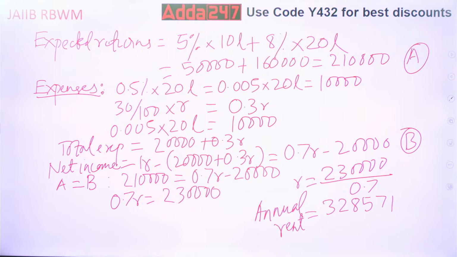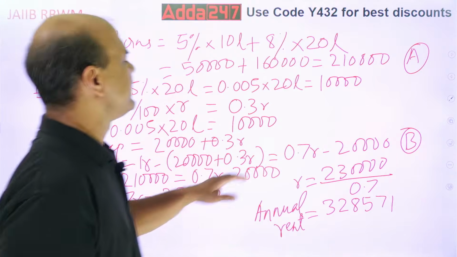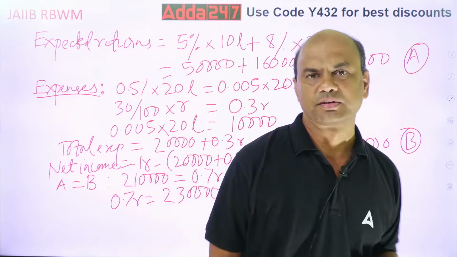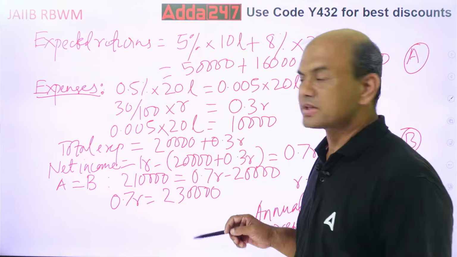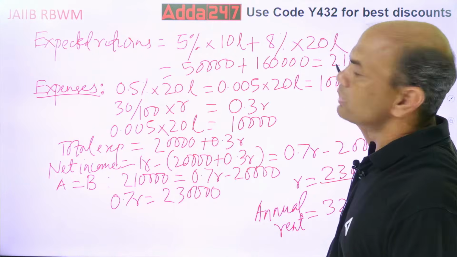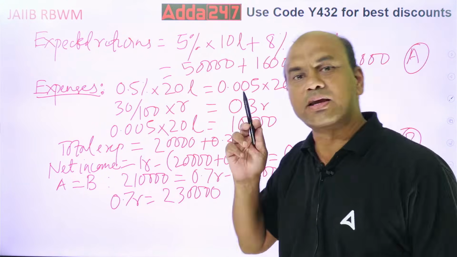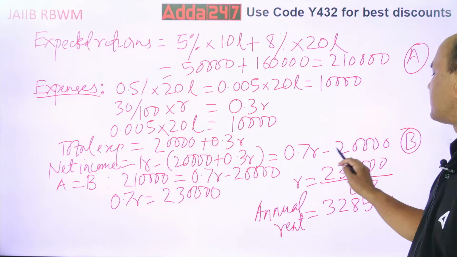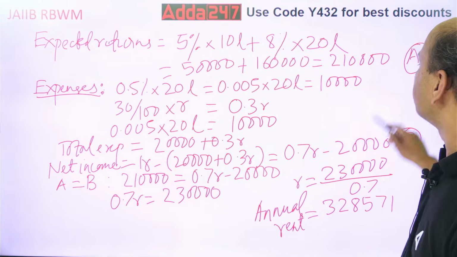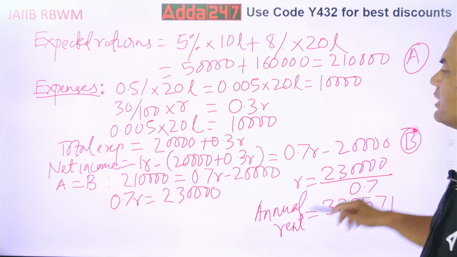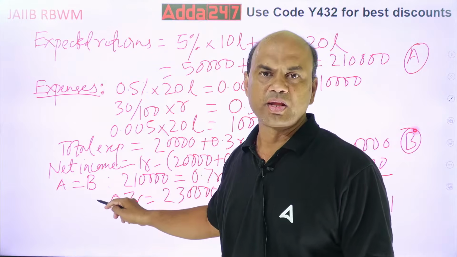Okay? So 0.7R minus 20,000. So this is now B. See, understand the problem first. I want 2,10,000. I am getting 0.7R minus 20,000. So what should I do? I must equate this. A equals B.